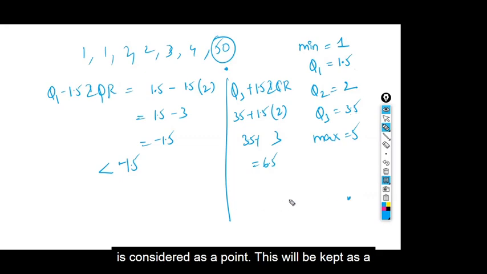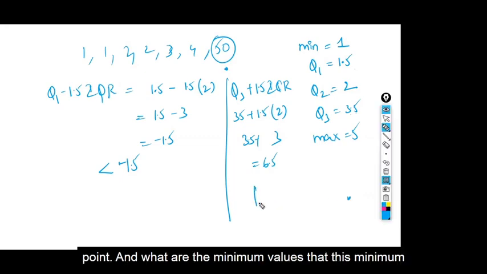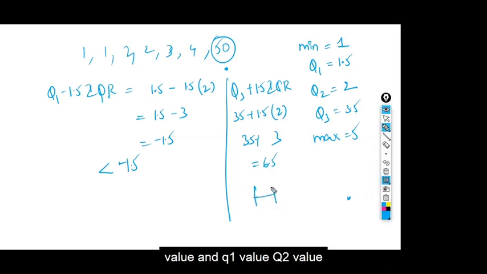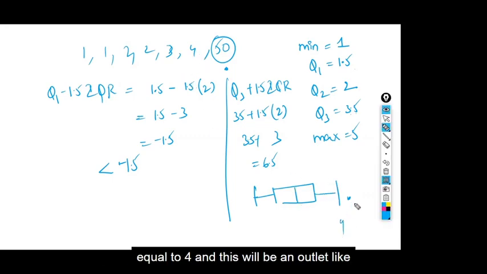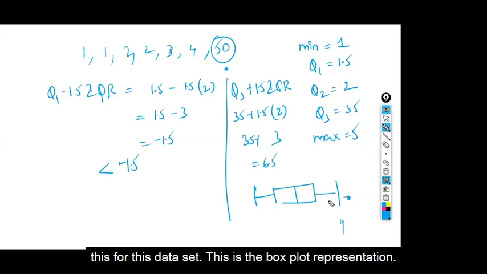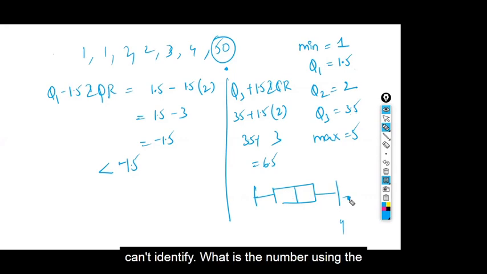This will be kept as a point, and the minimum value, Q1 value, Q2 value, Q3 value, and the maximum value are drawn as usual. Now the maximum value is equal to 4, and this will be the outlier. Like this, for this data set, this is the box plot representation. From this, we can understand there is an outlier. We can't identify what the number is.